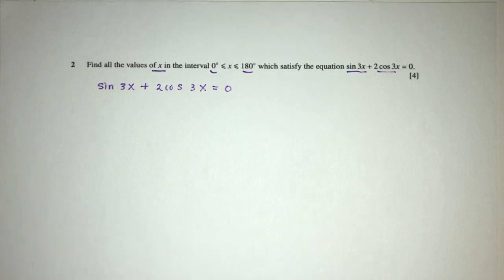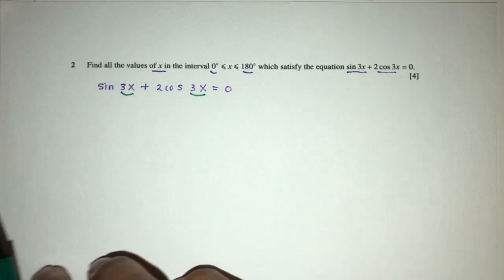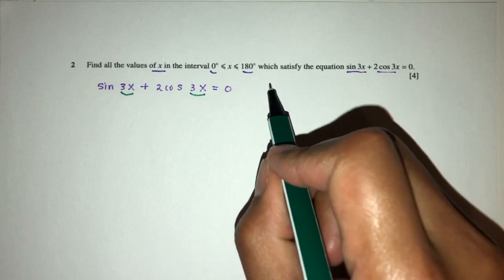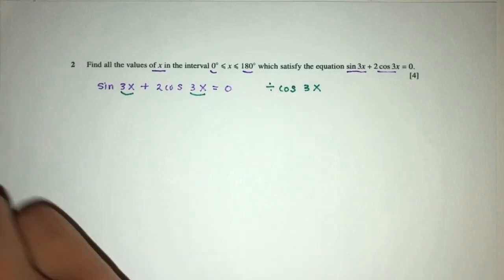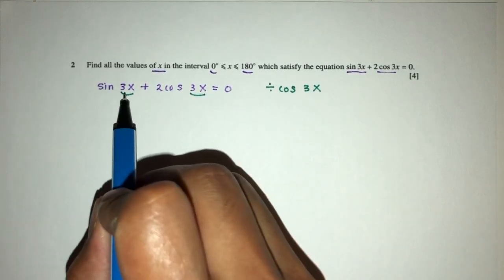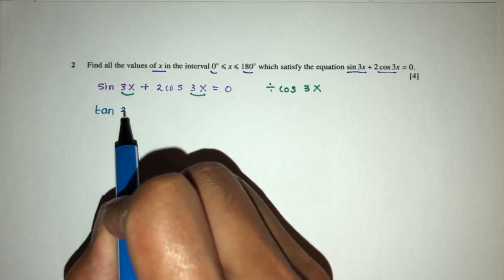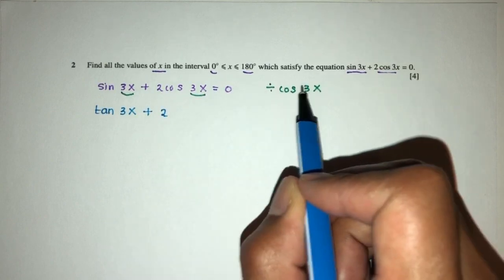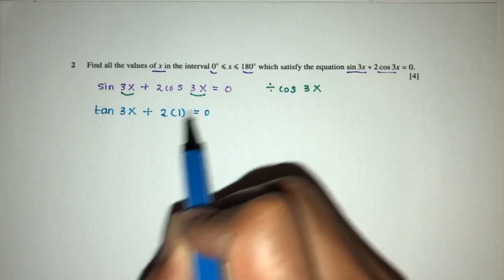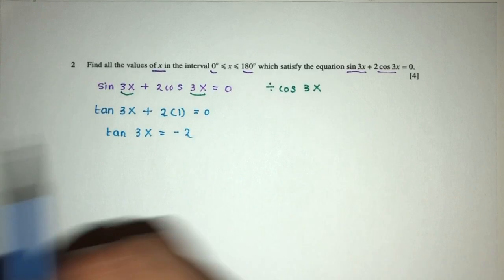Now, as always, whenever we have sine x or cos x, because the angle here is the same, 3x and 3x, whenever we have cos and sine in the same equation, we divide by cos. So here we have 3x, so that will be cos 3x. So sine 3x divided by cos 3x, you will have sine over cos, that will be tan 3x, right? And here we have 2 cos 3x divided by cos 3x, that will be 1, equal to 0. So tan 3x equal to minus 2.